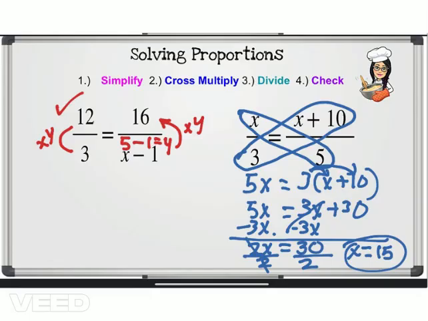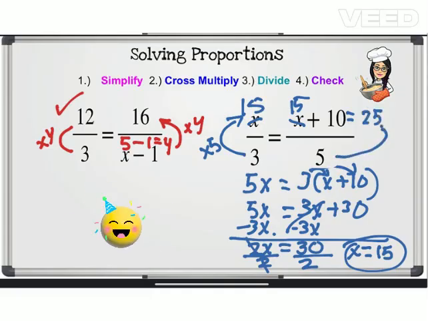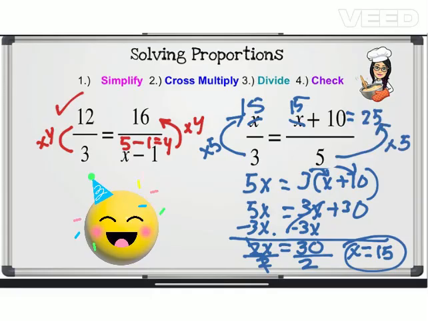Let's go see if that actually works. Plugging in x equals 15. All right. Okay. 3 times 5 is 15. 15 plus 10 is 25, yeah? And 5 times 5 is 25. So yes, this is a proportional relationship.